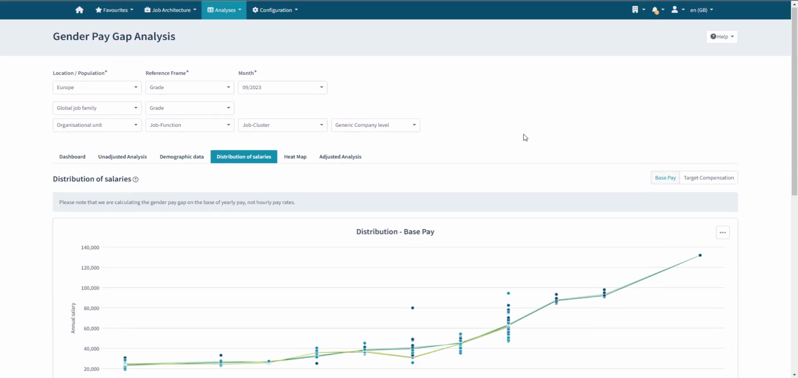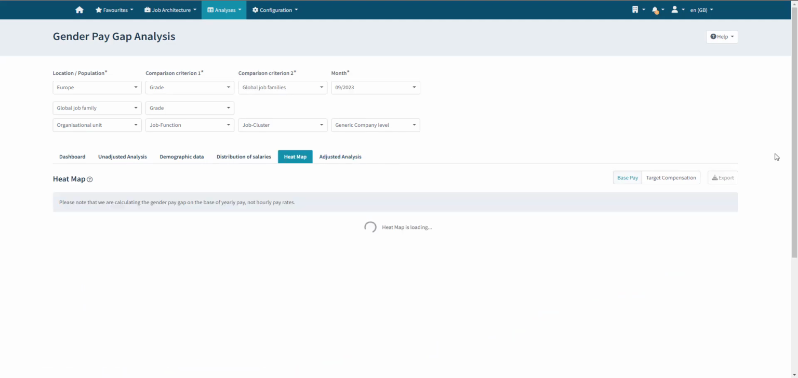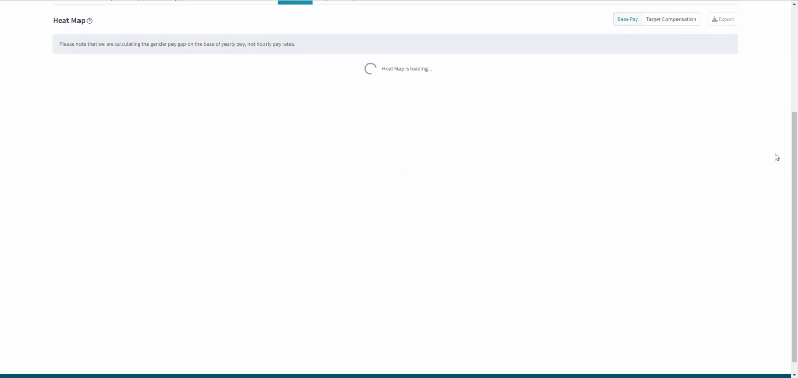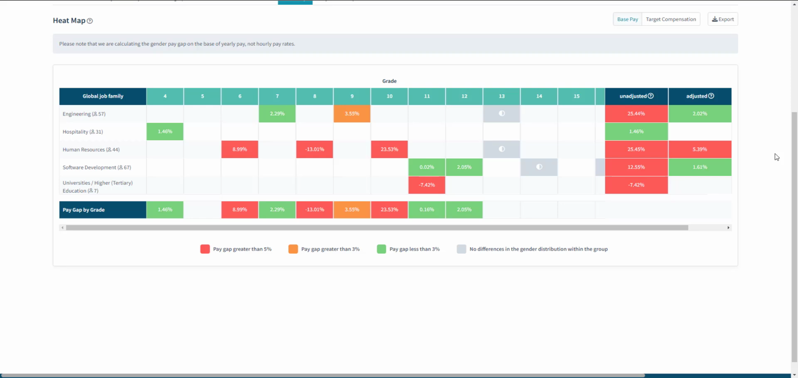Now, the heat map, one of our newer features, is particularly exciting because this is a really easy to understand visual representation of the difference in earnings between male and female employees across job grades and job families. So on the x-axis, you're going to see the job value displayed as a grade or a company-specific level. And on the y-axis, you're going to see the values grouped according to global job families. So this makes it so simple to identify pay gaps.